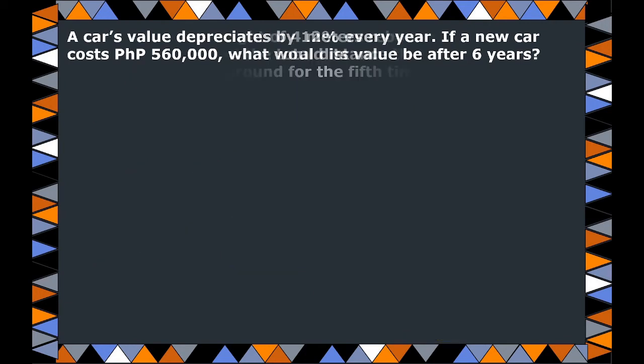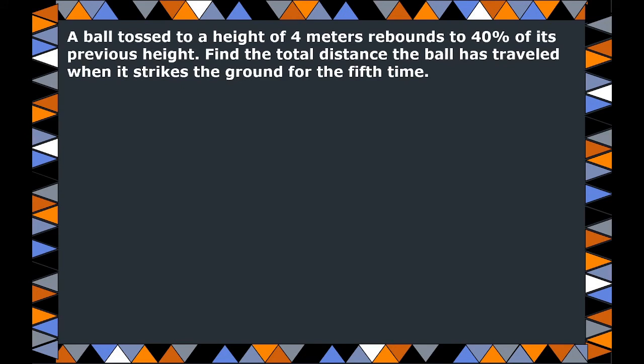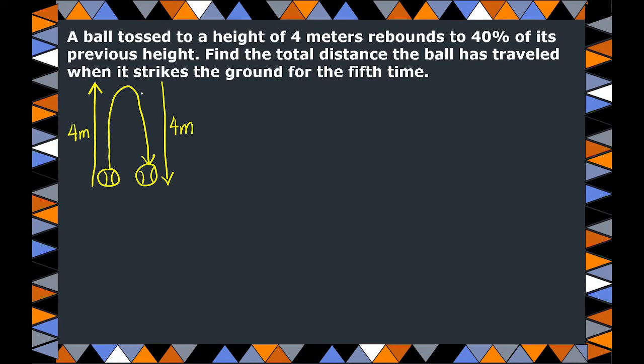Okay? Let's have another problem. A ball tossed to a height of 4 meters rebounds to 40% of its previous height. So if I'm going to illustrate this, if this is our ball, it goes up, then it moves down. As stated in the problem, a ball is tossed to a height of 4 meters. So going up will be 4 meters. When it goes down, it is the same distance as going up. If going up is 4 meters, meaning going down is also 4 meters. So the first flight, the first toss of the ball, is 4 plus 4, which gives us 8 meters.